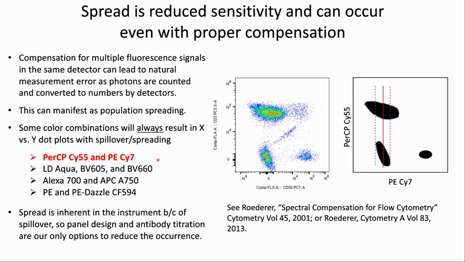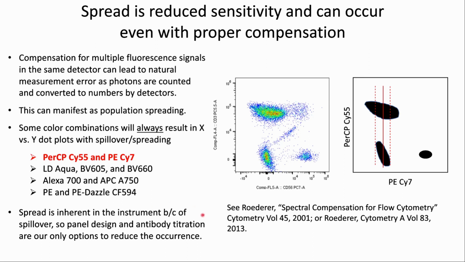Some color combinations will always result in X versus Y plots with this kind of difficult spillover and spread. Some of the combinations include PerCP-Cy5.5, PE-Cy5, and PE-Cy7, along with some of the Brilliant Violet 605 and 660, as well as Alexa 700, APC-A750, and PE Dazzle.